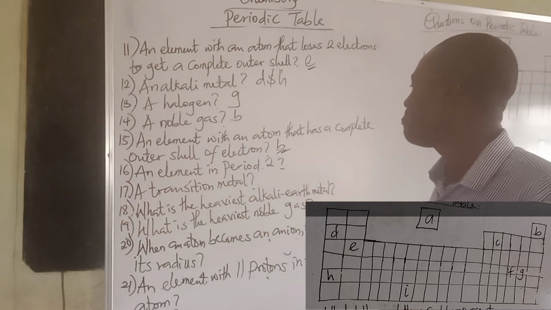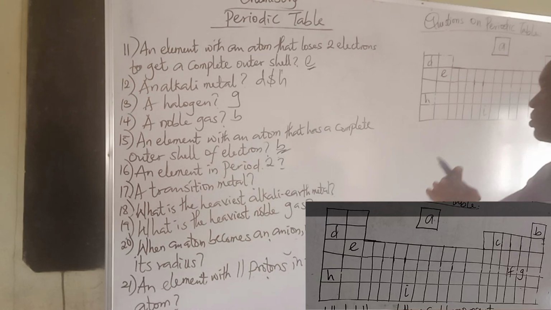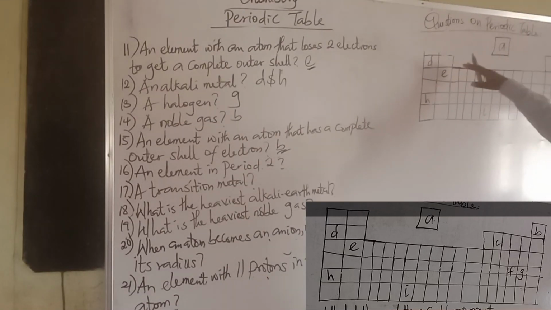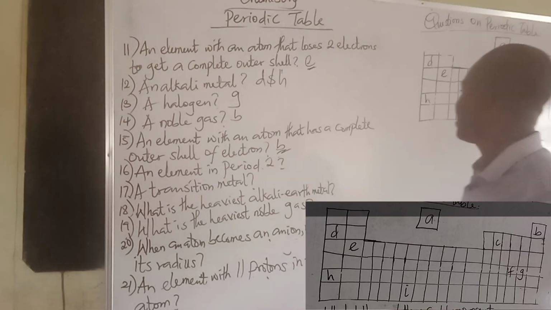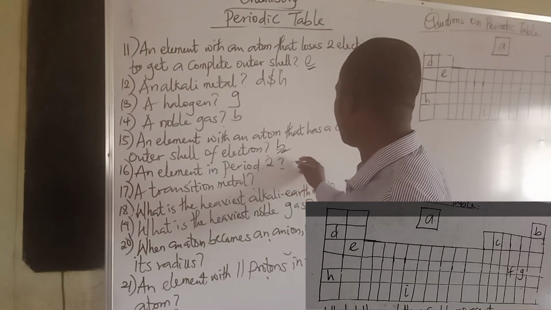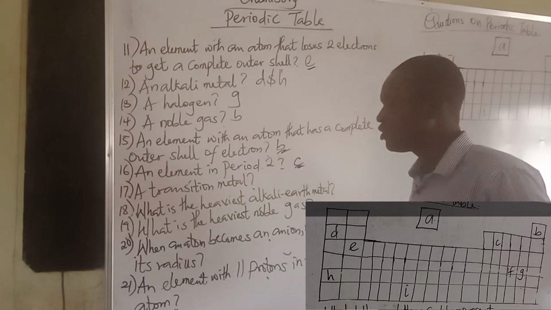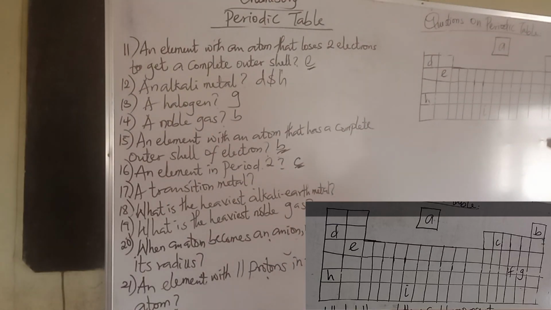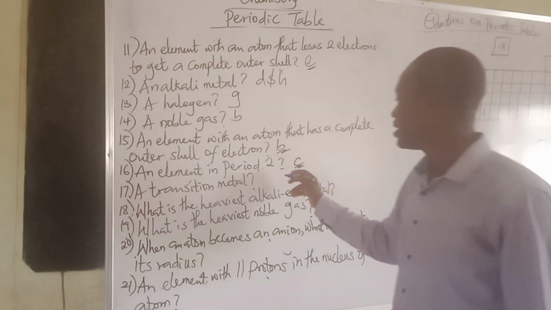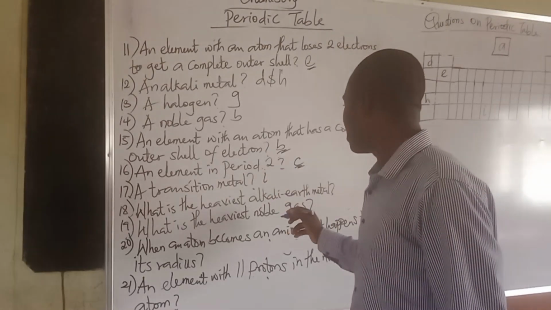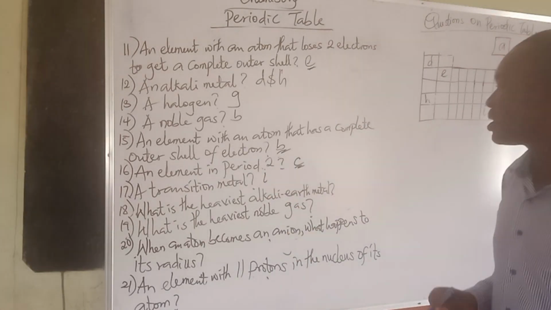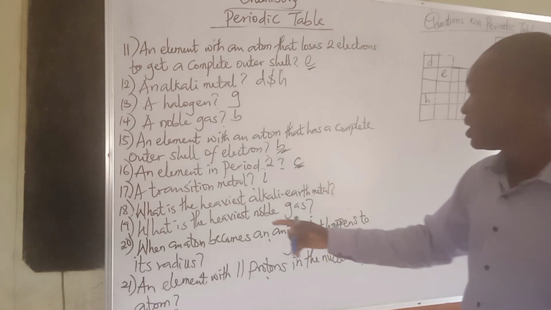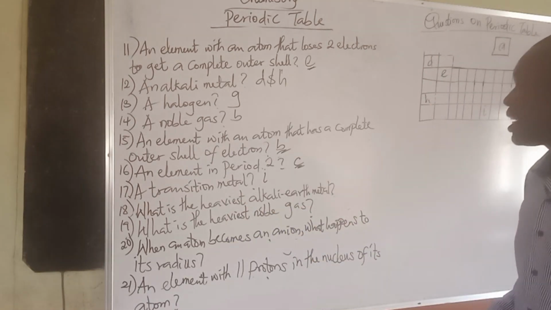An element in period 2, remember periods, that element has 2 shells. An element in period 2 is C. Then a transition metal, that is in between group 2 and group 3, you remember. And the only letter in between is I. So I. All those elements in the middle that we have not filled are called transition metals or transition elements.